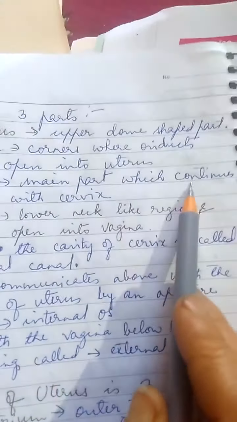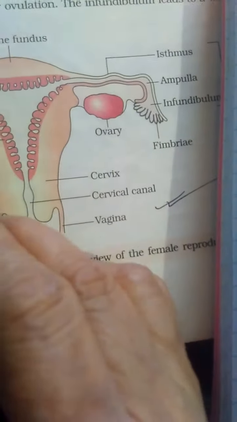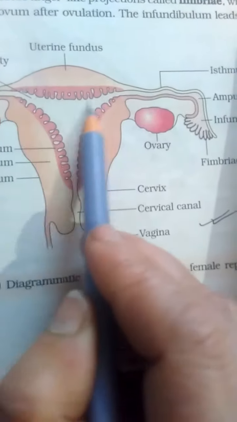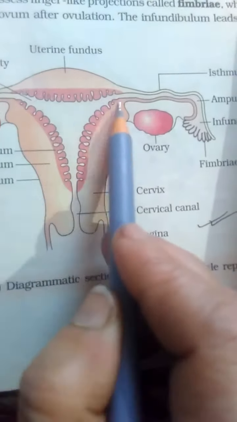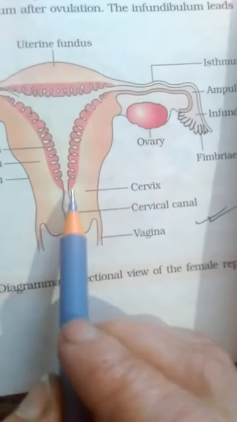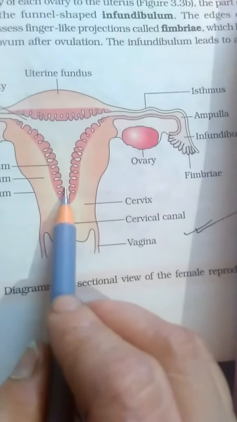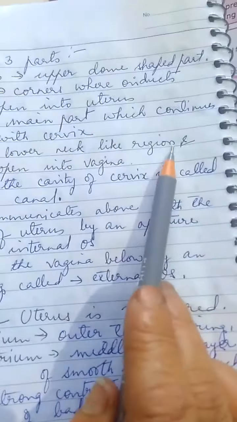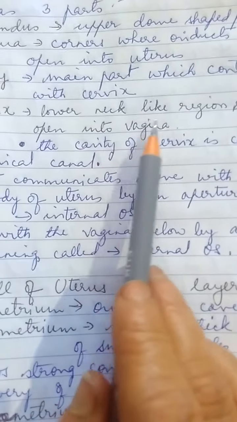Okay. Then comes the body, the main part which continues with the cervix. So this main portion from here to here, it is the body. From here to here, it is the body, the main portion where the fetus develops and completes its gestation period, right? And as you can see, this body part of the uterus then opens into cervix, another opening, right? What is cervix? Lower neck-like region that opens into vagina.